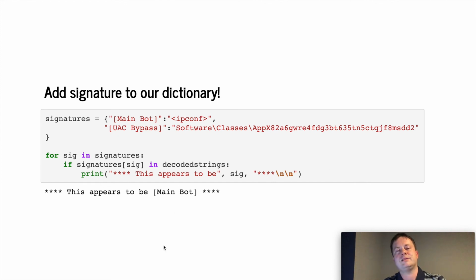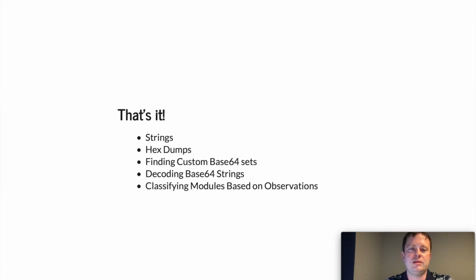And so now the next time we run into TrickBot and we decode the strings, we can then see, all right, quickly, this is the main bot, or this is the UAC bypass bot, or whatever module is being leveraged by the TrickBot at this time. So that is the lesson for today.